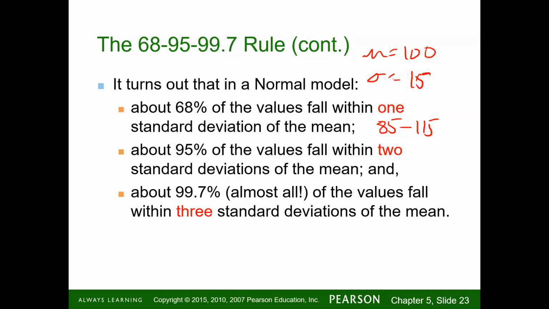About 95% of the data would fall within two standard deviations of the mean. So that would be between 70 and 130 if you had a standard deviation of 15. And about 99.7%, nearly all values, fall within 3 standard deviations. So numbers outside of this are very unlikely. That would be between 55 and 145. So if you got data that was like 160, that would be extremely unlikely. It's possible, but it's extremely unlikely.